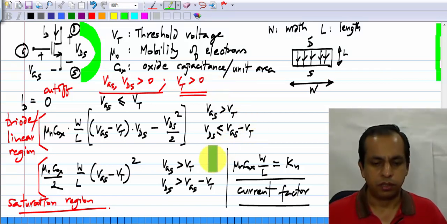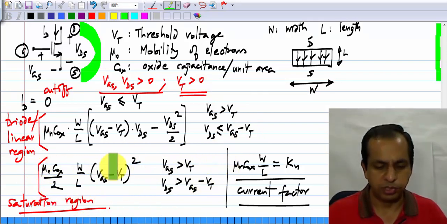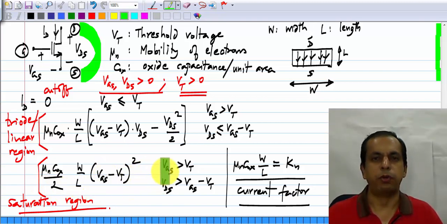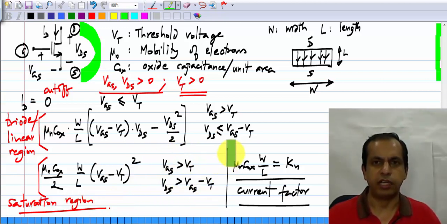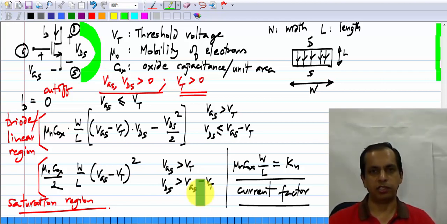So, in summary, we have at least one region of operation, some set of operating points where the current is strongly dependent on VGS, but not on VDS. So, when we want to realize an amplifier, we have to set the operating point in this region, the saturation region. This point will become clearer and clearer as we go further into the small signal model and see what happens.